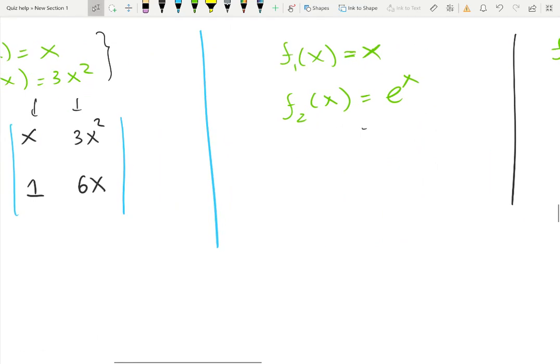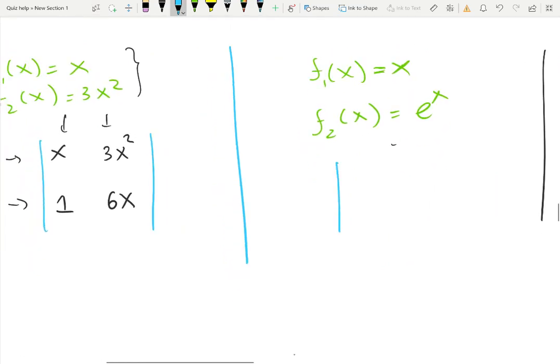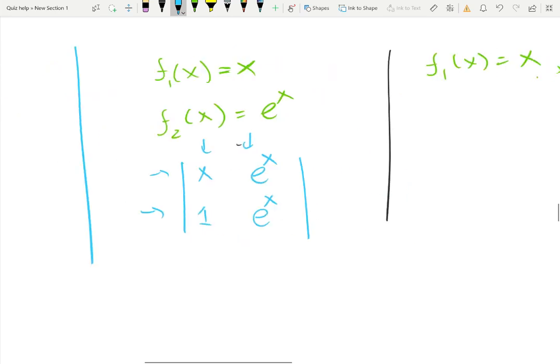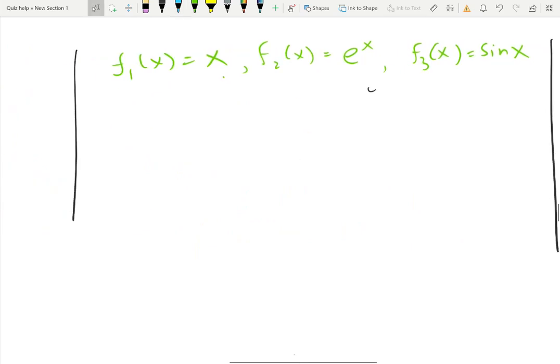Here, two functions, so let's use determinant notation, two columns and two rows. So x and e^x here. The derivative of x is 1, the derivative of e to the x is e to the x. Very easy, right? Let's look at a 3 by 3 example.